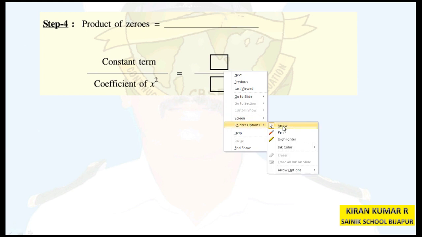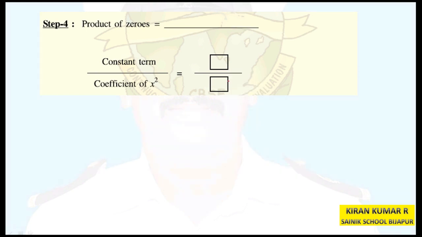What will be the product of zeros? The product of zeros is nothing but minus root 2 multiplied by root 2. We will be getting negative 2. What is the constant term? It is minus 2. What is the coefficient of x square? It is 1. So we get it as minus 2 only.